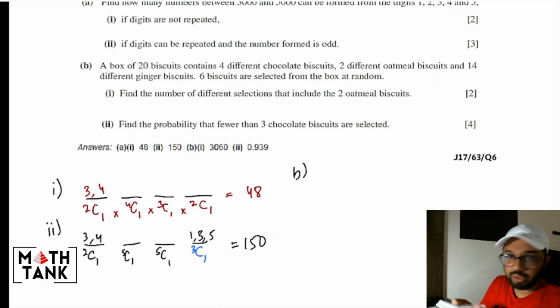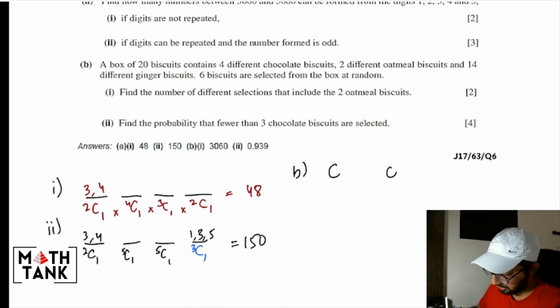Then part B, a box of 20 biscuits contains 4 different chocolate biscuits, 2 different oatmeal biscuits, and 14 different ginger biscuits. 6 biscuits are selected from the box at random. Find the number of different selections that include the 2 oatmeal biscuits. So I think that's a reasonably easy question. Chocolate, oatmeal, and ginger biscuits. Okay, they're all different. So 4, 2, 14.